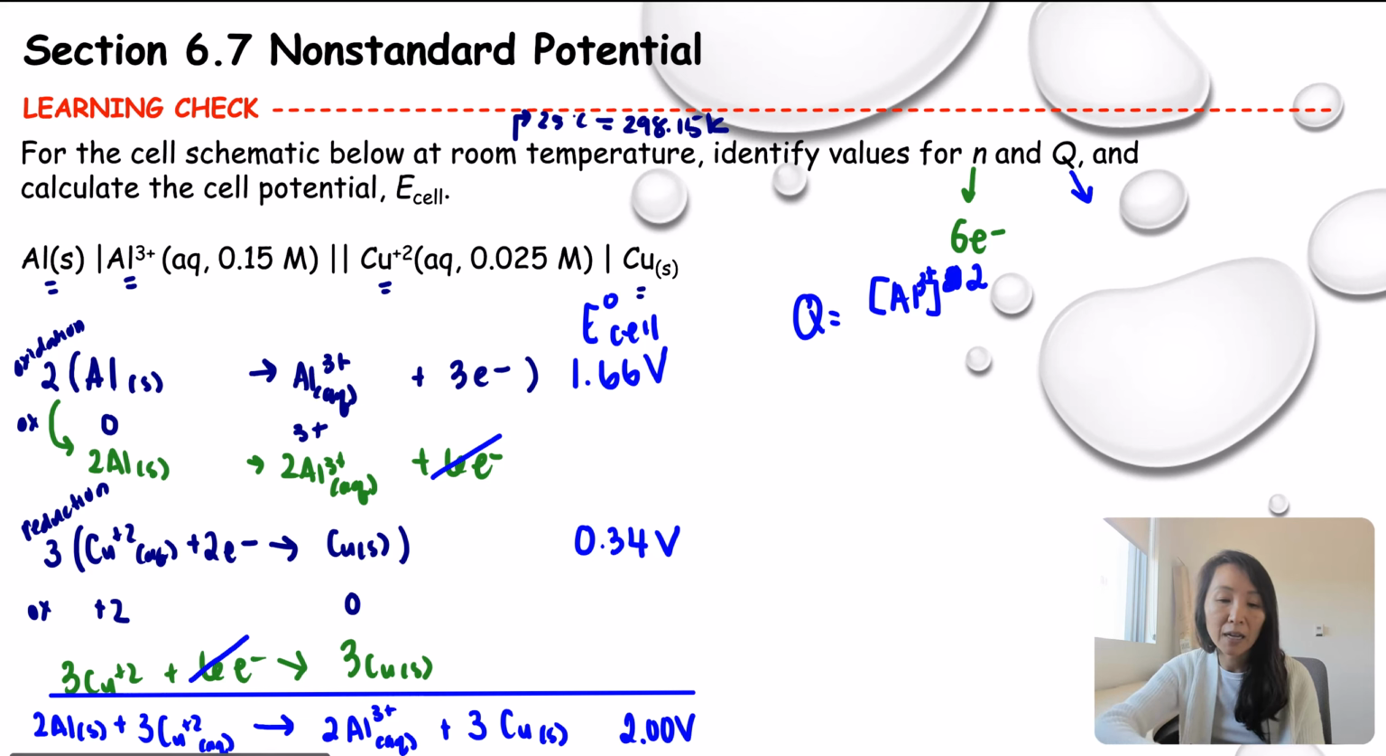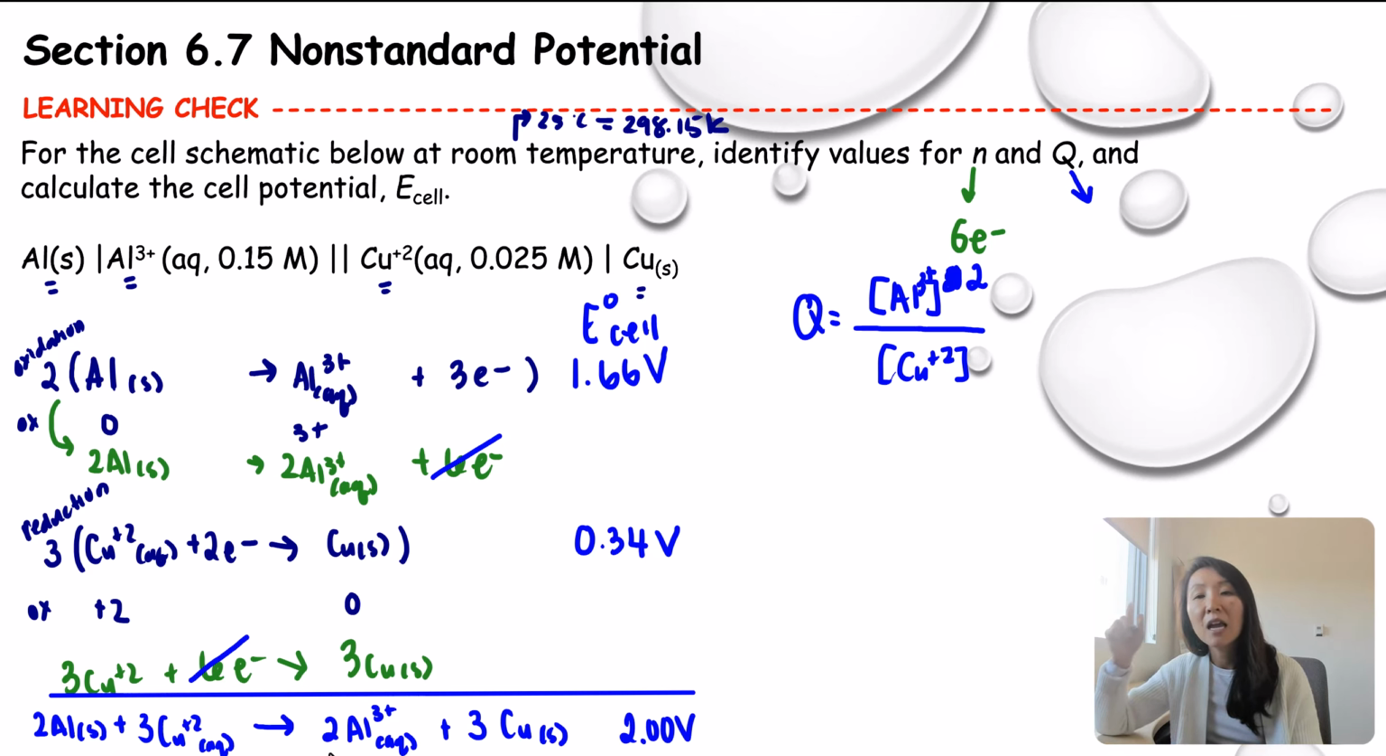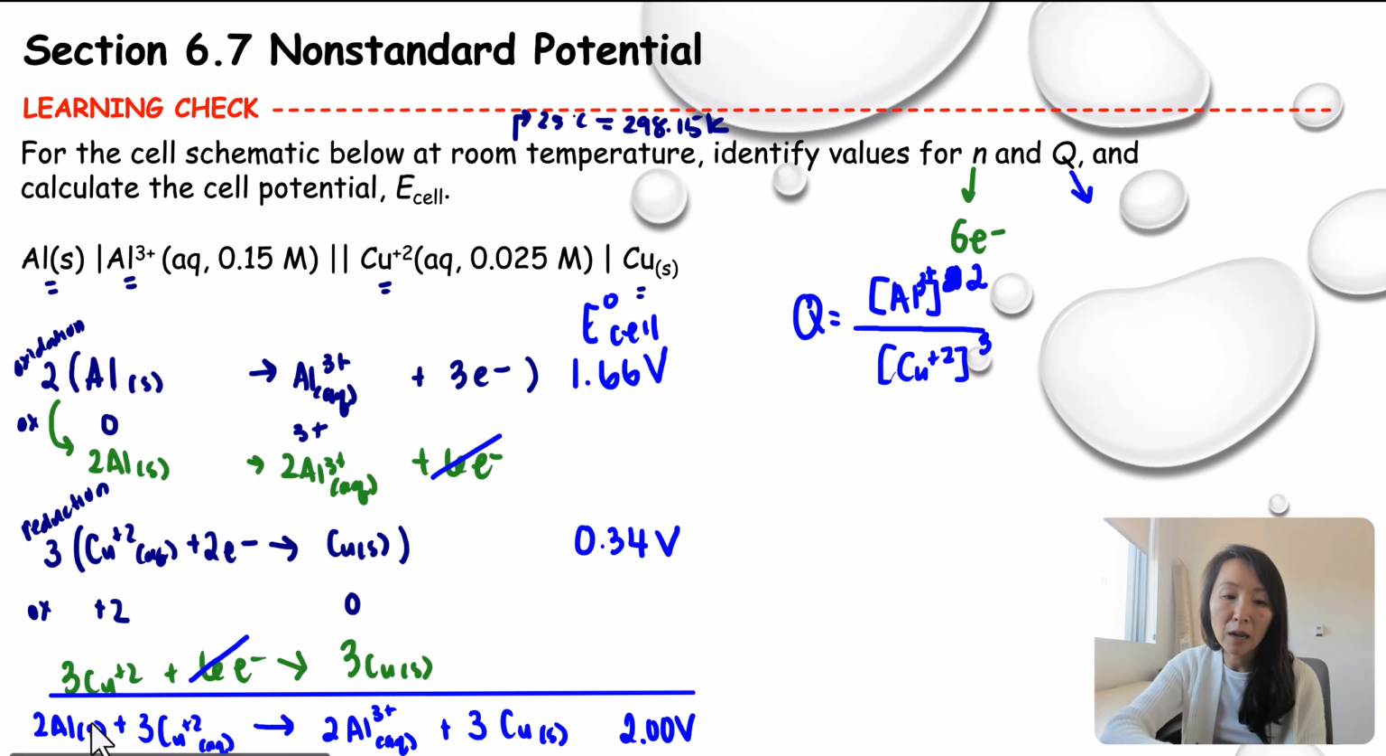The exponent is 2 because the coefficient is 2. Now, all over the reactant, and I'm only taking copper 2+ into consideration, because copper 2+ is the one that is in aqueous form. The aluminum is in solid form. And this is to the third power, which comes from the coefficient of the balanced equation.